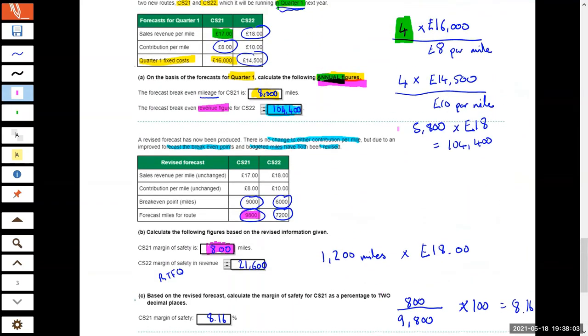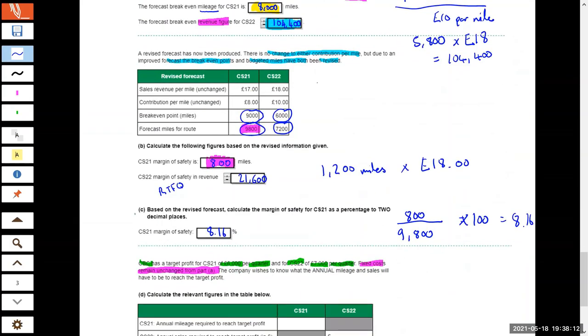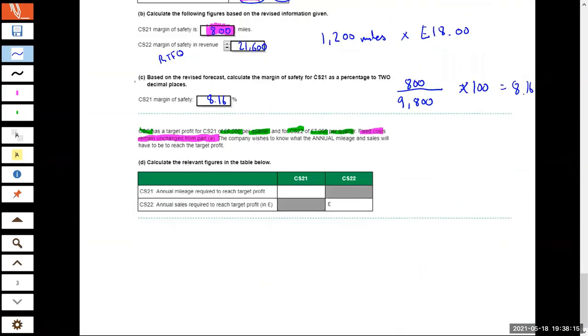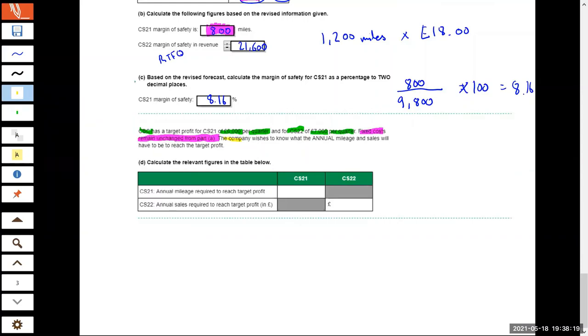Okay, so they remain unchanged. So again, per quarter would be 16,000 and 14,500 per quarter. The company wishes to know what the annual mileage and sales will have to be to reach the target profit. So let's go through these questions. They're asking us to convert to annual.